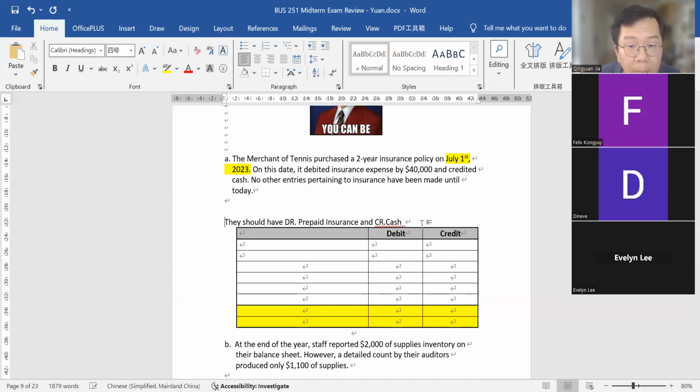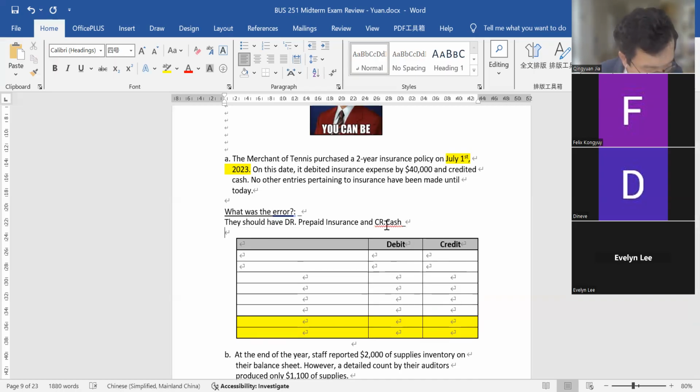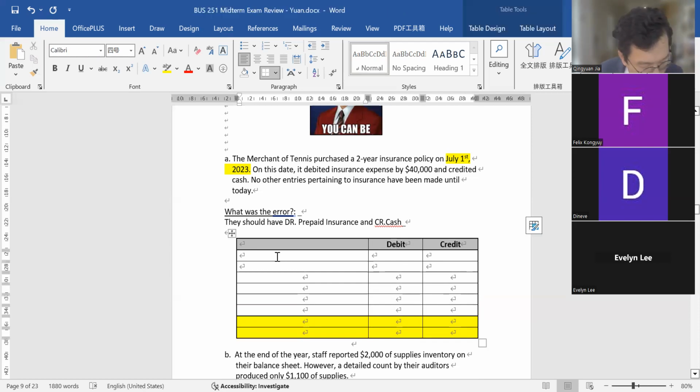That's the mistake they made. So what we should do, since they made a mistake, is make the reverse entry, right? They debited insurance expenses and credited cash, and we do the opposite. We debit cash. Credit.